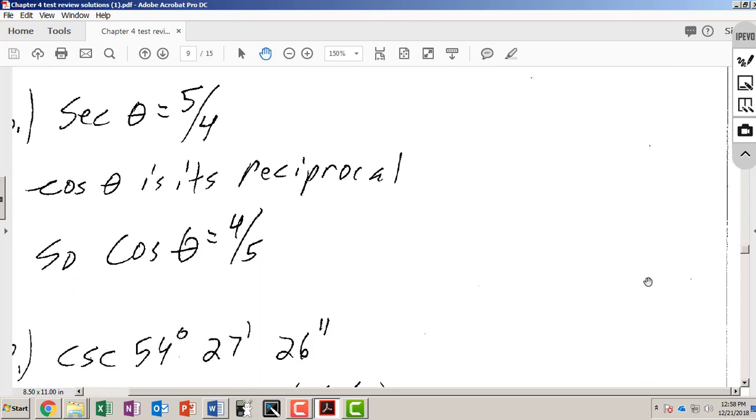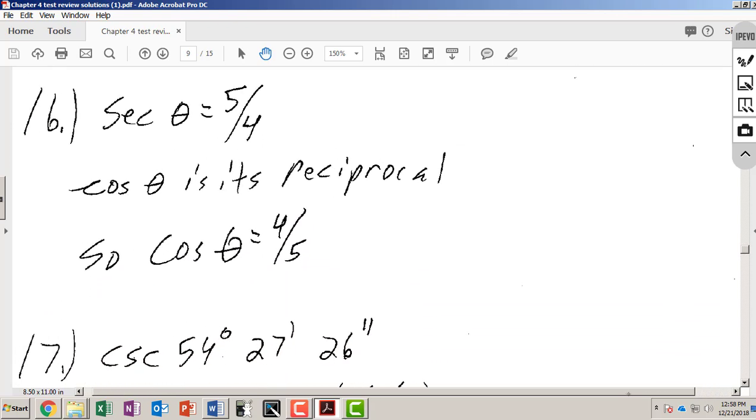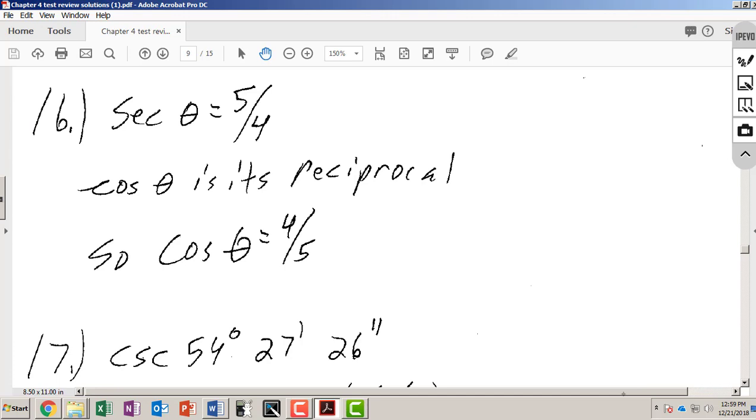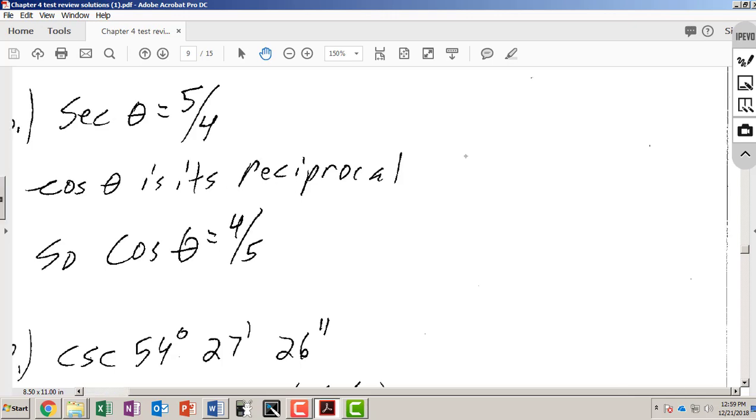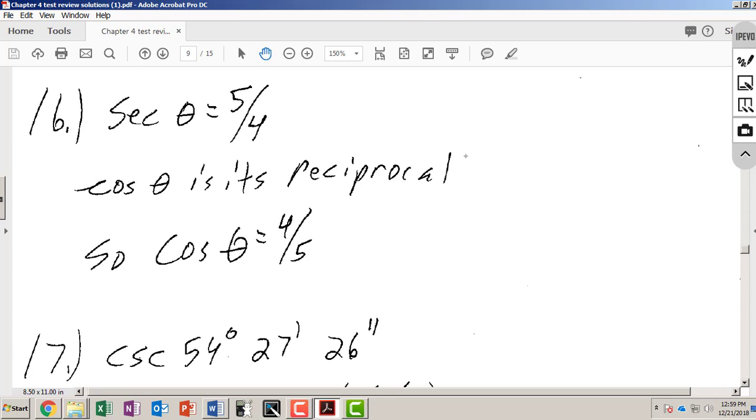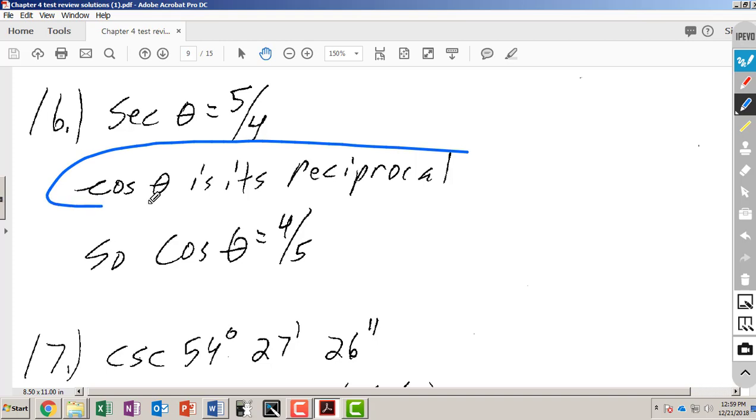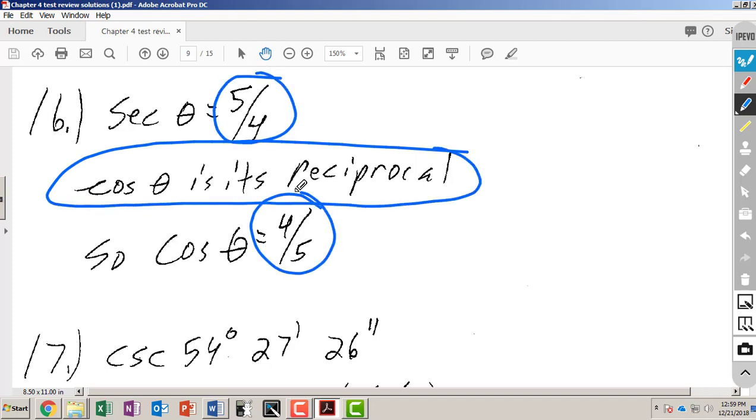Okay, on this next problem, it says that we have the secant of theta equals 5/4, and it just wants me to find the cosine of theta. Well, if I remember that the cosine of theta is the reciprocal of the secant of theta, that means all I have to do is just take my fraction and flip it. So cosine of theta is its reciprocal, so I flip this fraction, so 5/4 becomes 4/5.